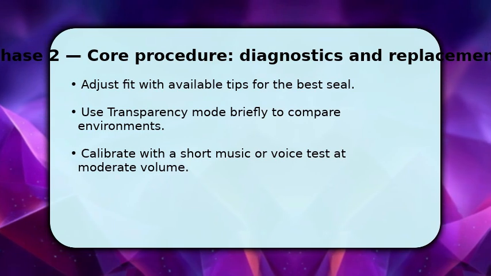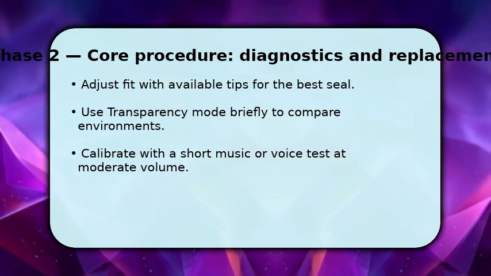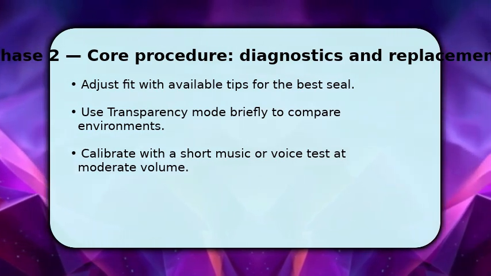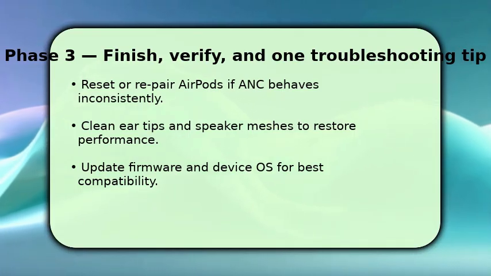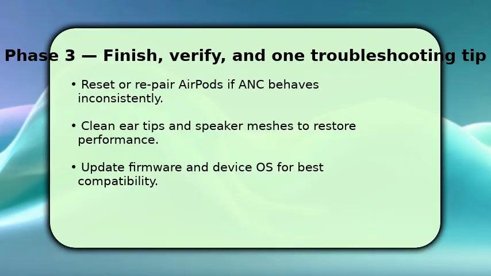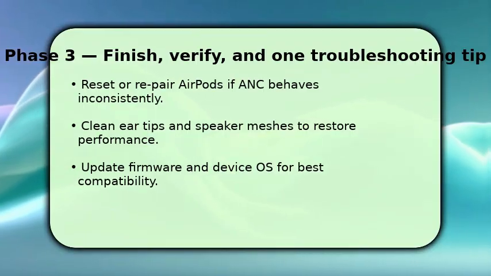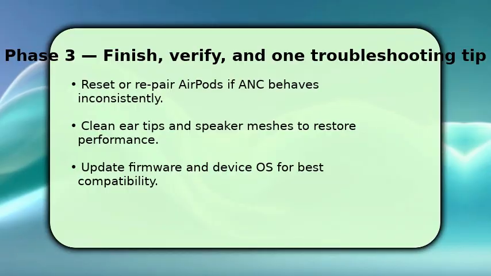Make sure to retest in different environments, like transit or a cafe, for consistent results. You're nearly done. Perform final checks to ensure consistent ANC. Inspect and clean ear tips and meshes gently. Debris can reduce isolation and ANC effectiveness.